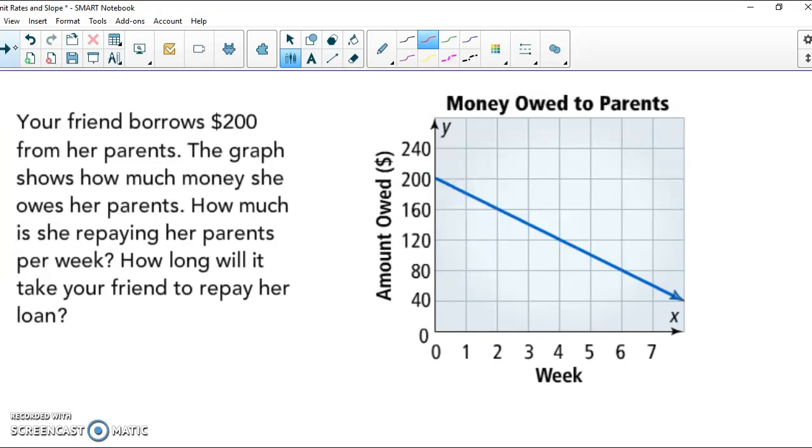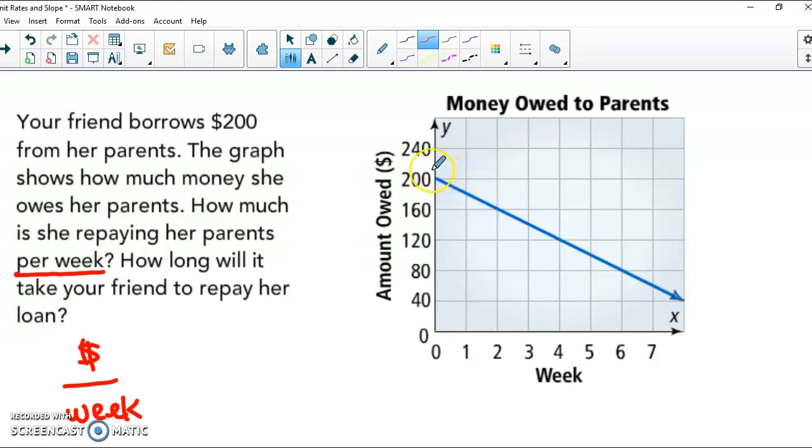Your friend borrows $200 from her parents. The graph shows how much money she owes her parents. How much is she repaying her parents per week? So I'm hearing a unit rate here because we want to know dollars per week. So per 1 unit of time. How long will it take your friend to repay her loan?